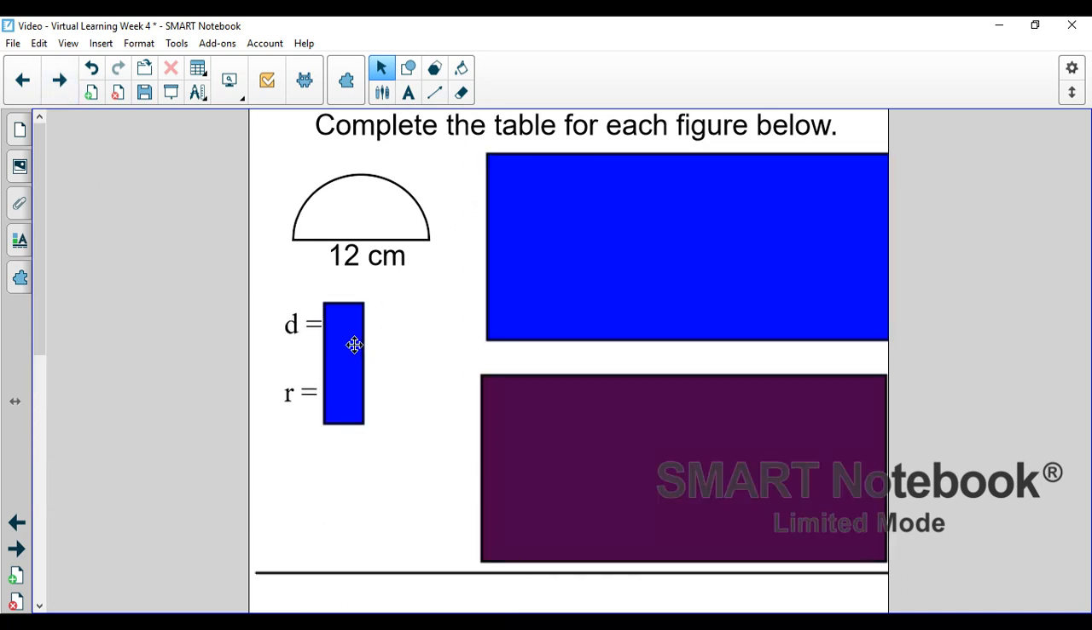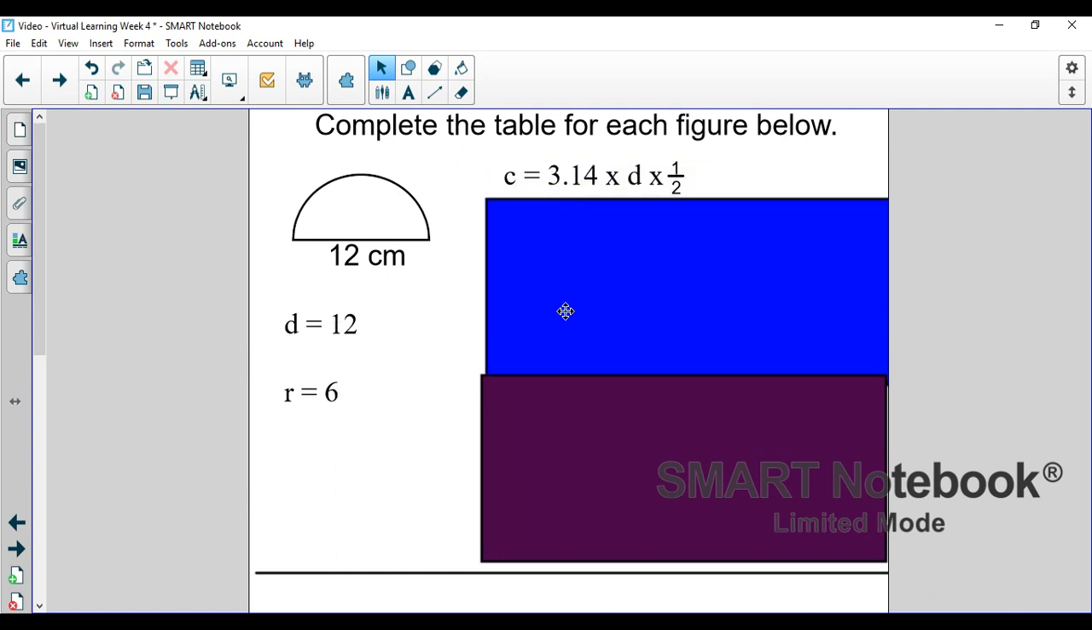All right, first one, the first thing that they gave us was the diameter of 12. Remember, a diameter goes all the way through, even a semicircle. The diameter was 12, the radius would be half as big, 6. Well, I know to find the circumference that pi times the diameter. You can multiply by 1/2 or divide by 2 at the end.